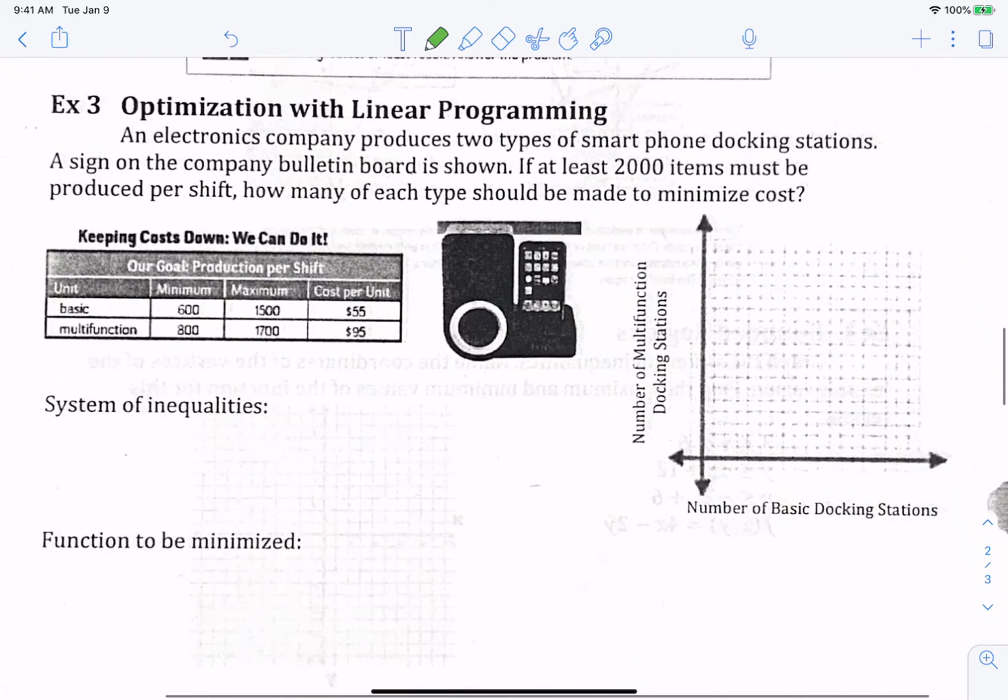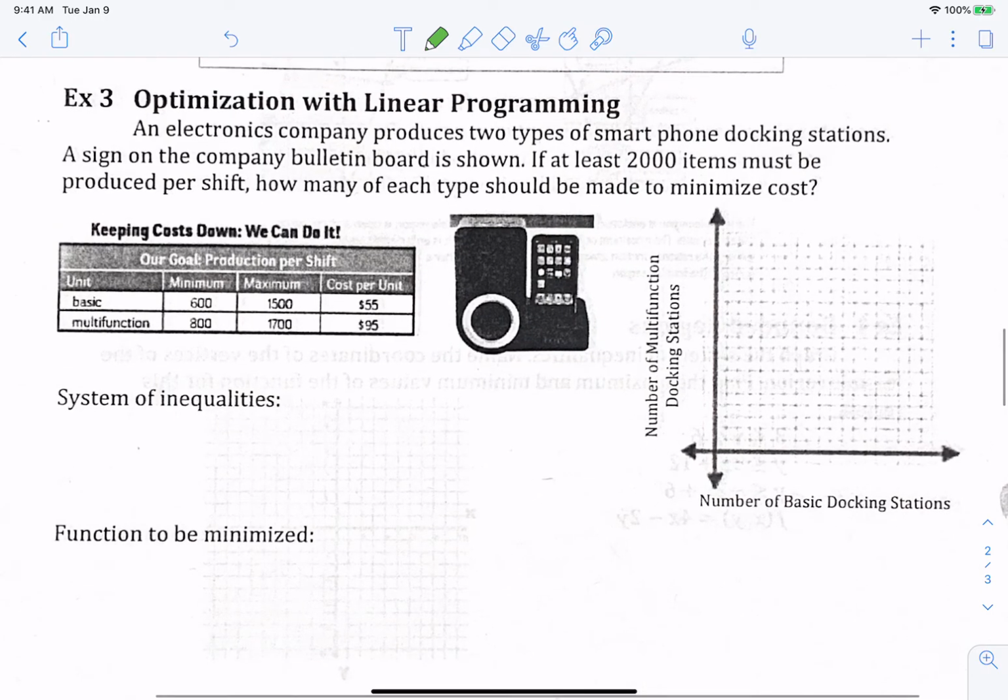Okay, now they give us an optimization problem where we actually have stuff that we are doing. Okay? So they tell us that we have an electronics company that produces 2 types of smartphone docking stations. They look kind of like this.